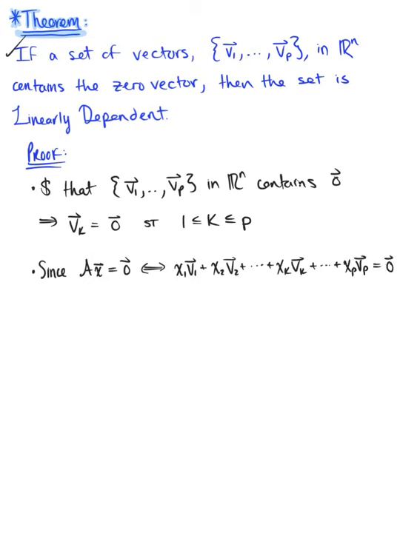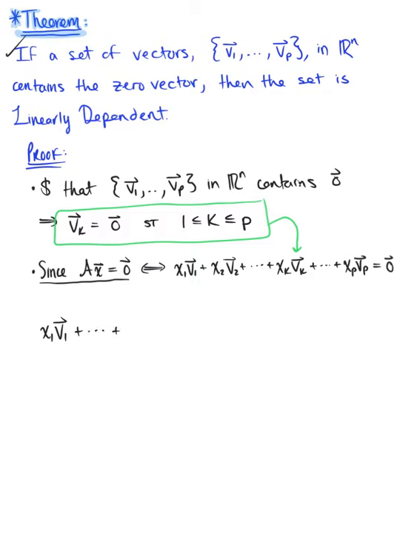Since we know these two are equivalent, let's see what happens when we plug in our zero vector for v sub k. We can say that this is equivalent to saying that x sub 1 times vector v sub 1 plus all the way, and then we have x sub k times the zero vector, plus all the way up to x sub p times vector v sub p equals the zero vector. And don't forget that x sub 1 all the way to x sub p are the weights.